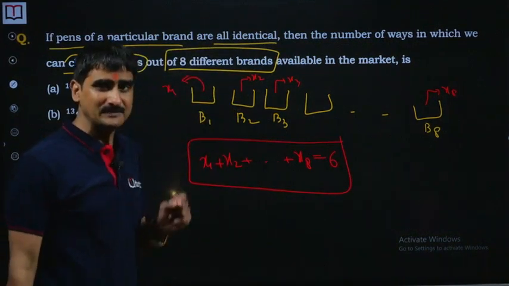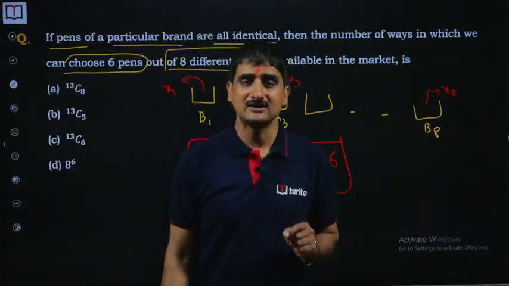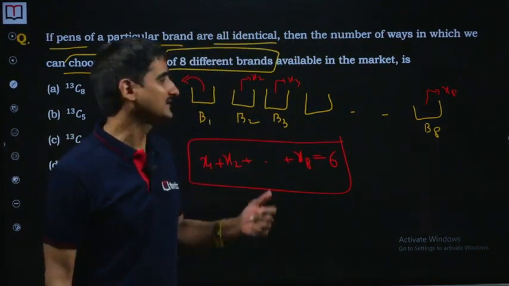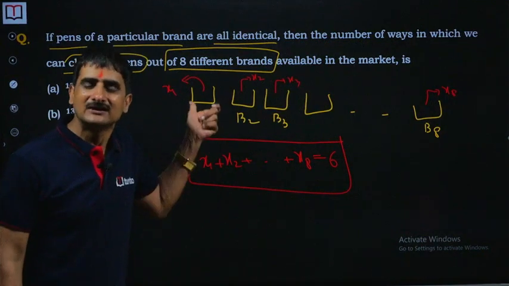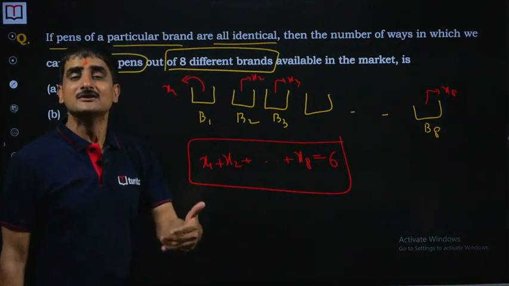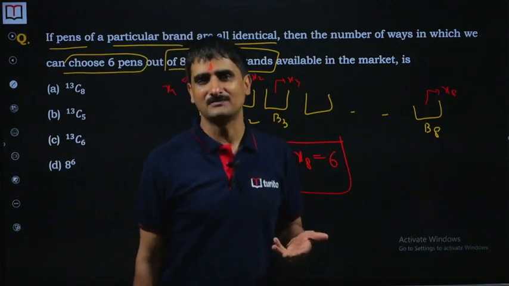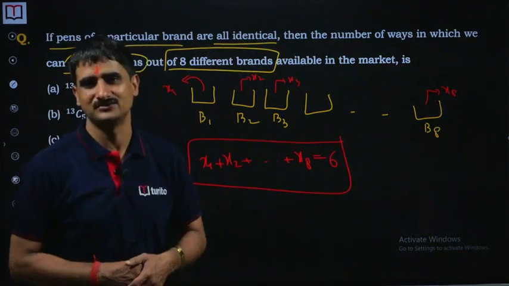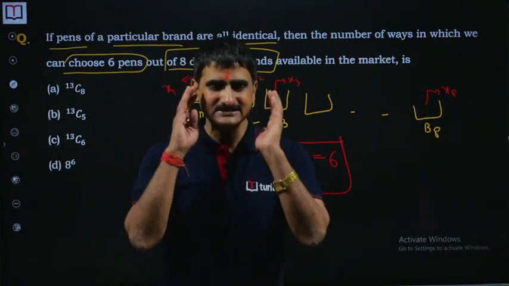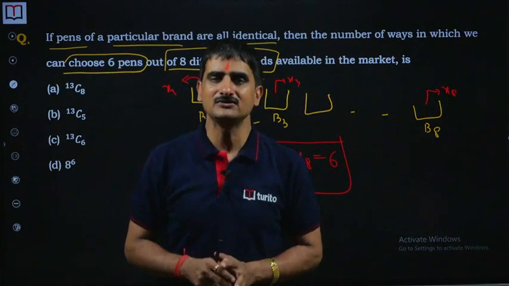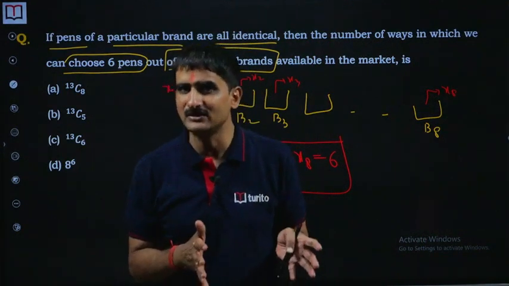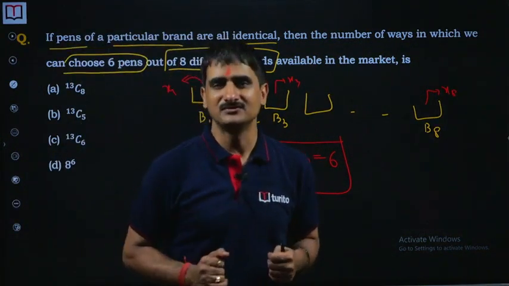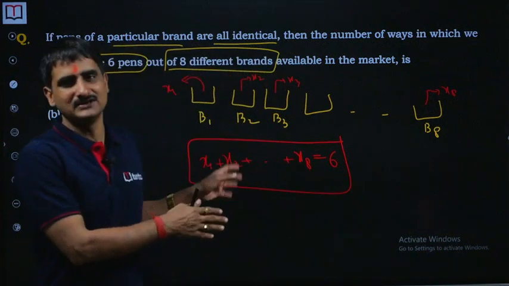Again I am repeating, since the pens are identical, it doesn't matter which pen has been selected from brand 1, they are all identical. What matters is how many pens are selected from brand 1, how many pens are selected from brand 2, and so on. So it's just similar to the case when you have identical balls and you have to put them in distinct boxes. In how many ways can you do it? So it's just a similar case here.